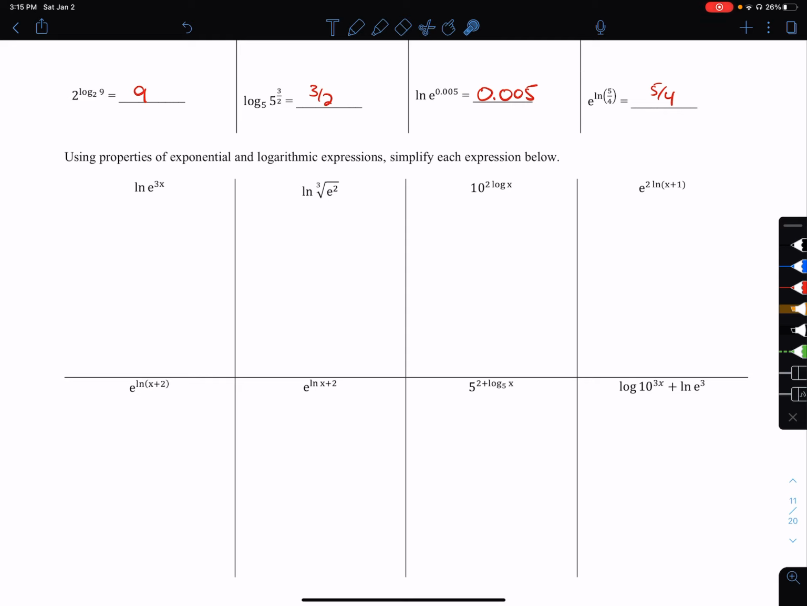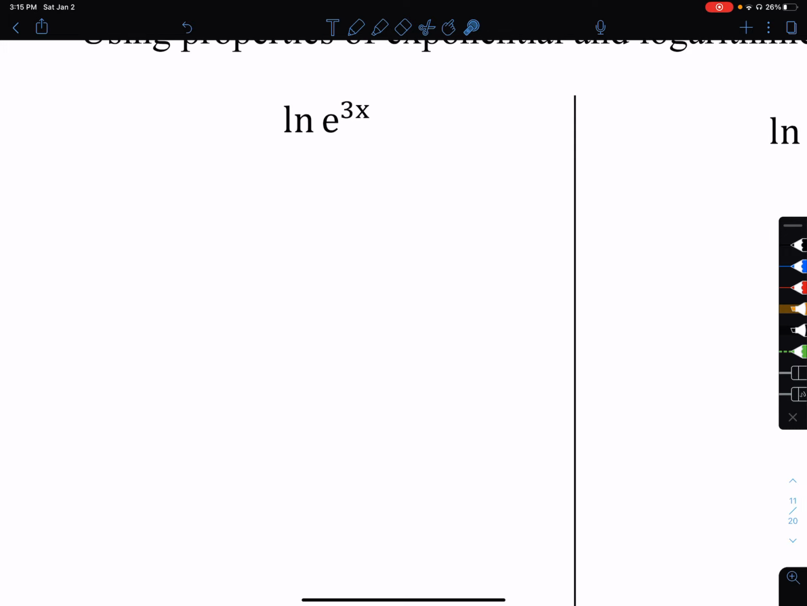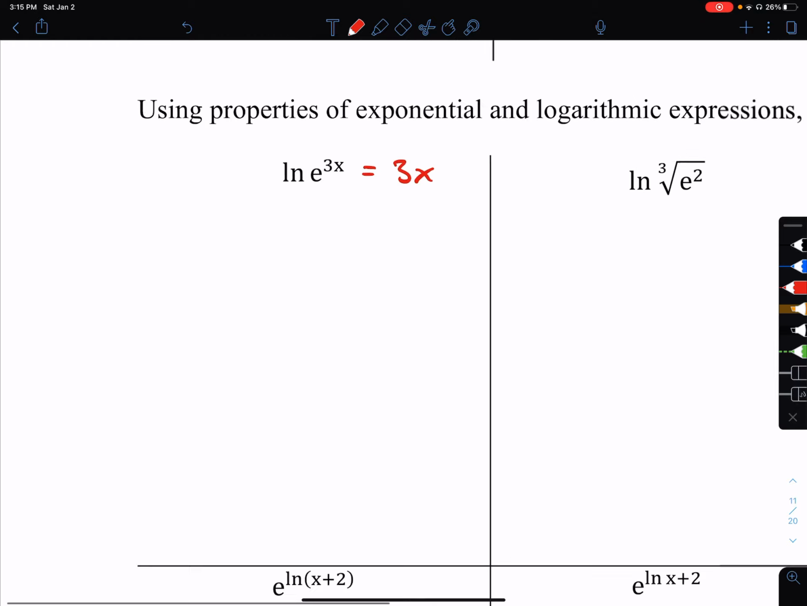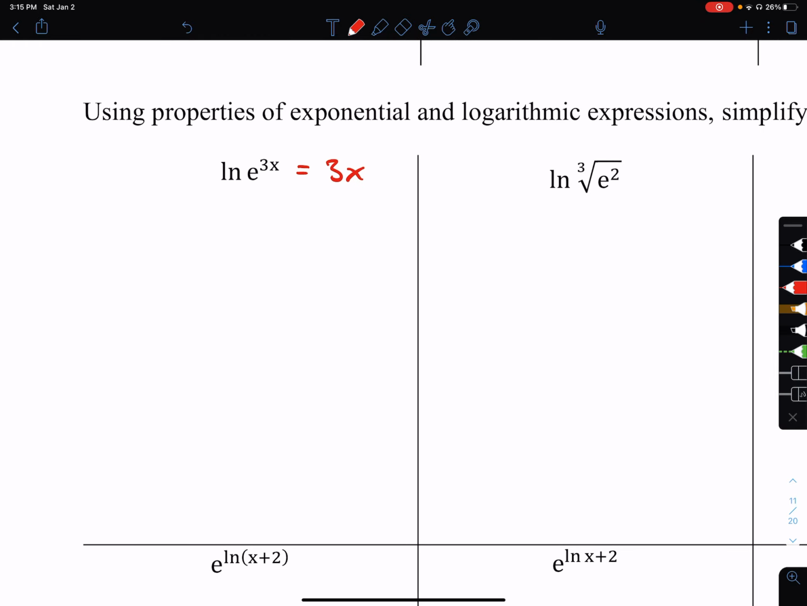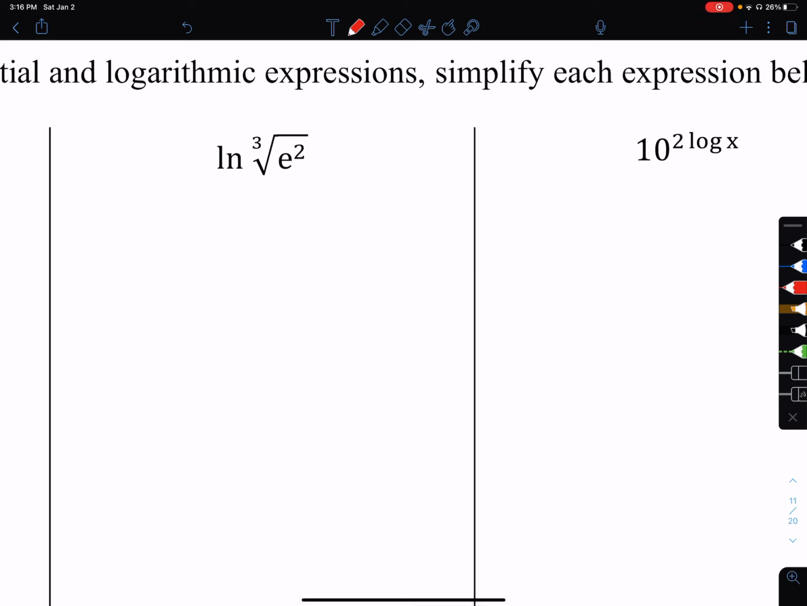Use properties of exponential and logarithmic expressions. Using the properties of exponential and logarithmic expressions, simplify each expression below. Well, this first one, we have a base of e for the logarithm, and our argument has the same base, so this just becomes the exponent of the argument. This next one, this radical here, this cubed root, is not great, so we could change this to natural log of e to the 2/3. Natural log has a base of e, the argument has a base of e, so this just becomes the exponent.